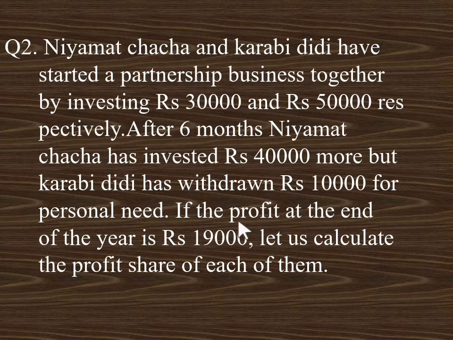And this 19,000 is the total profit they have earned at the end of the year, and we have to distribute 19,000 among Niyamat Chacha and Karabi Didi. So let's solve. Solution.